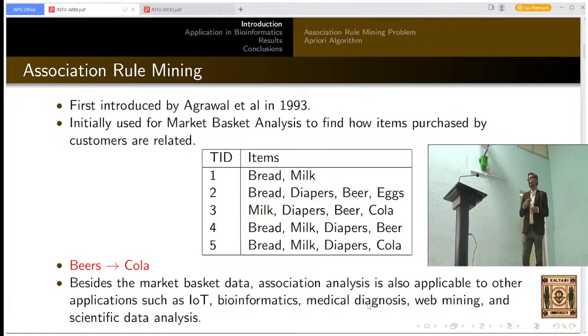Now, the question is how these rules will be helpful. Any idea whether this rule will help in any way? If you can find such rules, any one example application, how will this be helpful? Recommendations. So one application will definitely be recommendation. When you are purchasing something, suppose someone has purchased beer, you can recommend cola to him. Or you can announce some kind of discount on cola if you are purchasing beer.